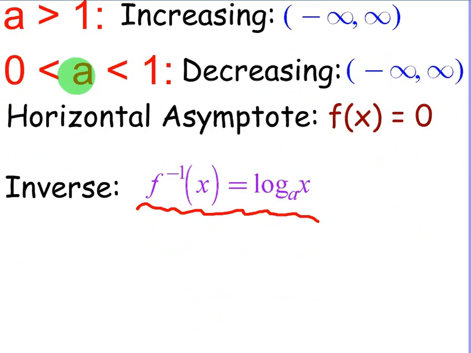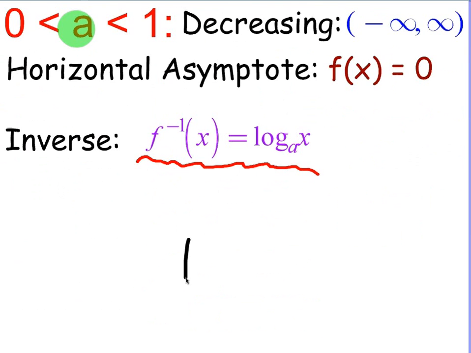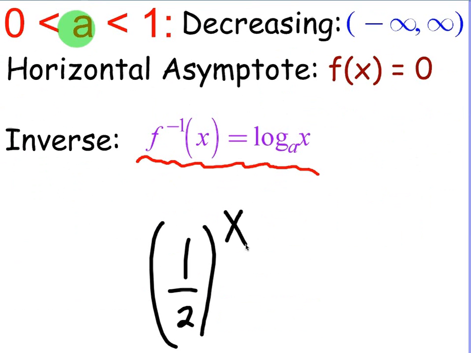We won't spend as much time on fractions, but if the base is a fraction, see if I can go down here and show you an example. So for example, if you had 1/2 to the x power, your a would be between 0 and 1. In fact, that graph will decrease. Again, we won't spend a lot of time on that, but it'll actually look like that. It'll go the opposite way.